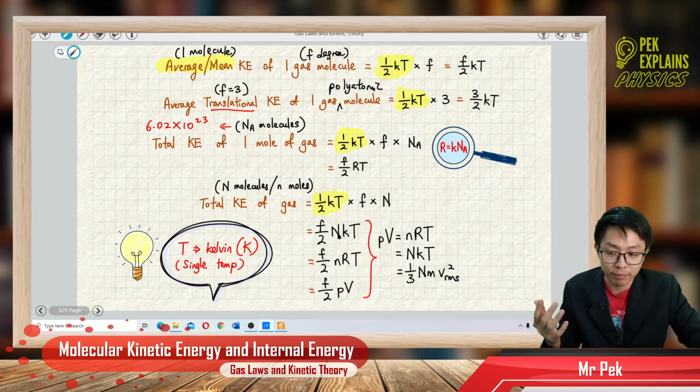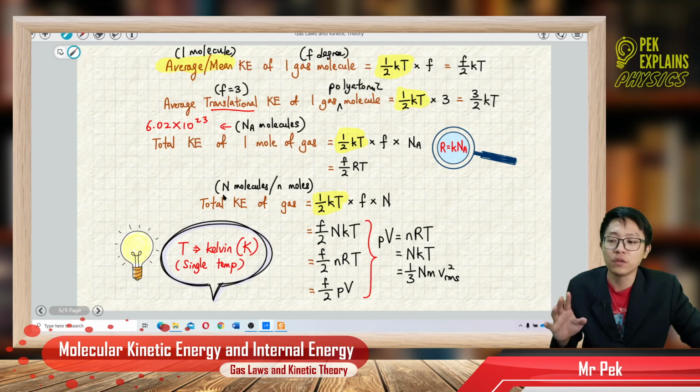So when do we use big N, and when do we use small n? We use NkT if the question gives you the total number of molecules N. We use nRT if the question gives you the number of moles of gas. If the question doesn't give you the temperature or the number of molecules, but gives you the pressure and volume, you just use F over 2 pressure times volume to get the total kinetic energy of gas. If the question gives you the root mean square velocity, we can also find the total kinetic energy of gas using this one.